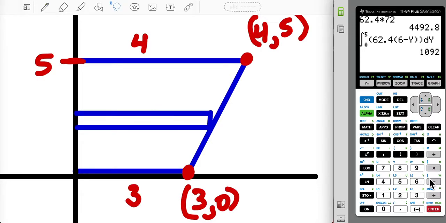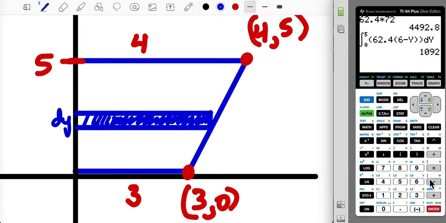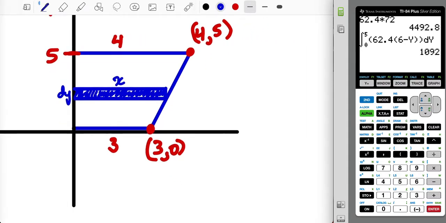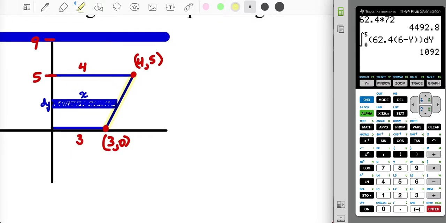All right, so we know our thickness is going to be a y thickness, dy. The length is going to be x, some horizontal distance from the y-axis, known as x. That part is all fine. What we don't know is what x is in terms of y. All right, but we do have a linear relation here. So what I'll do is I'll write the equation of a line.